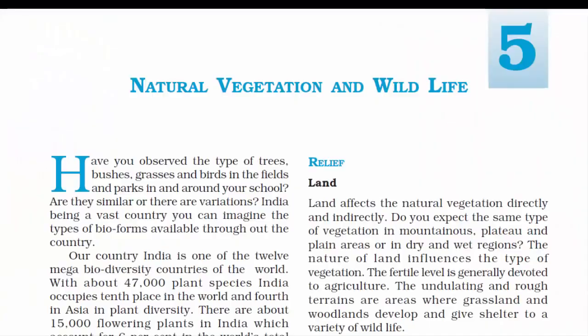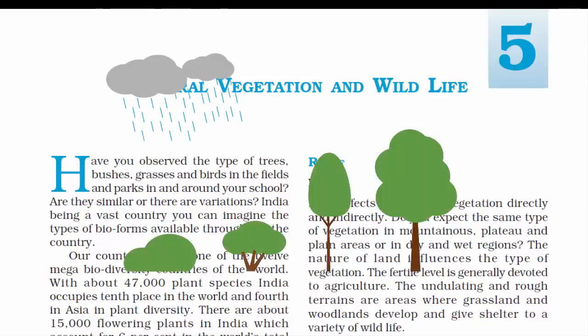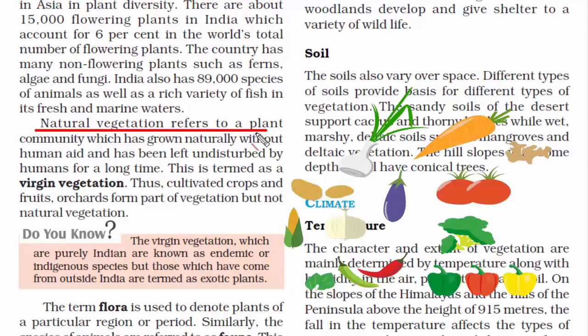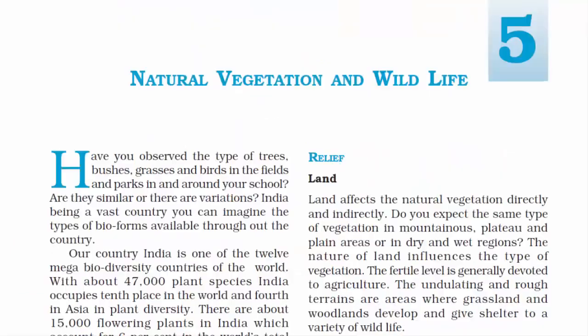Chapter 5: Natural Vegetation and Wildlife. What is natural vegetation? Well, it refers to a plant community which has grown naturally without human aid and has been left undisturbed. So that is natural vegetation. Now remember, every vegetation is not natural. There are crops and fruits which are grown and cultivated by human beings. So they are also part of vegetation but not natural vegetation. So in this chapter, we will read about the natural vegetation as well as the wildlife of our country.